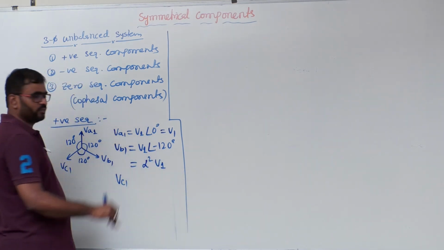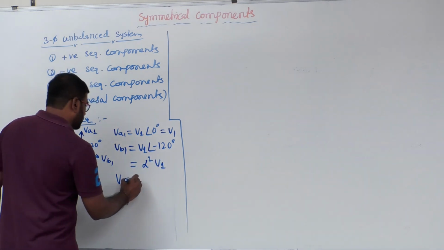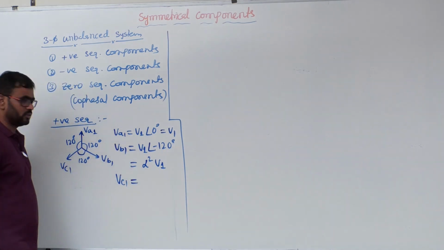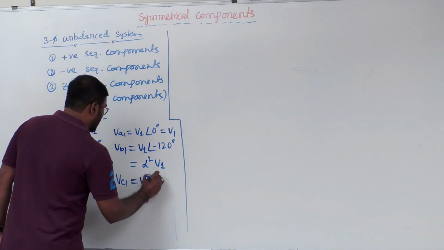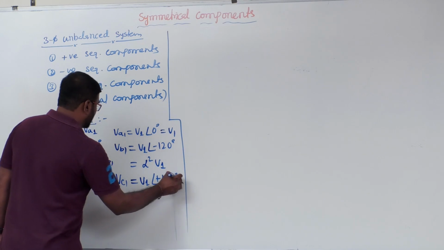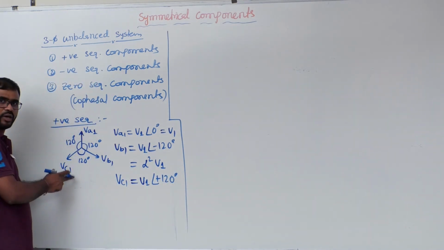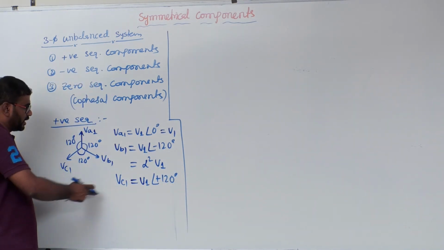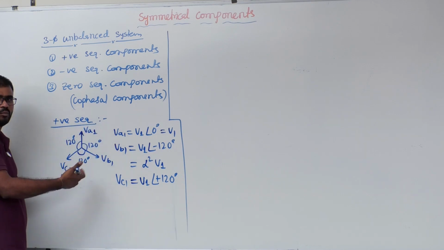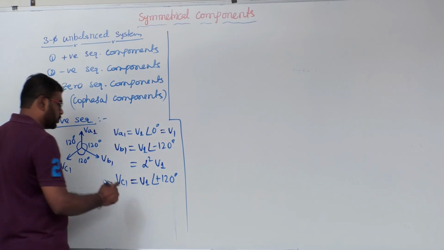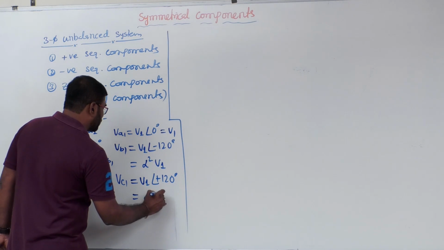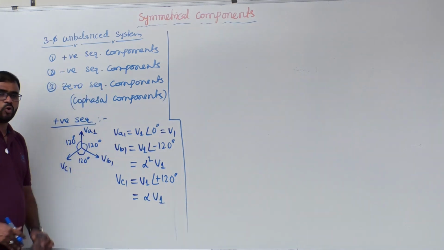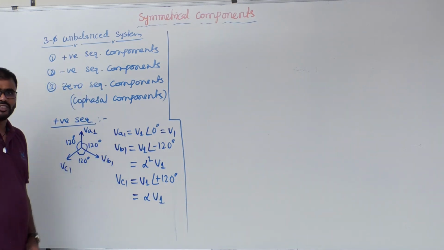Now VC1. What is VC1? We can write V1 at an angle plus 120 degrees. Correct or not? VC1 leads VA1 by 120. Otherwise VC1 lags VA1 by 240. Minus 240, nothing wrong to say plus 120. So alpha times V1. So that's about the positive sequence component relation.